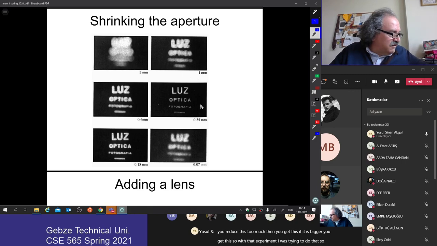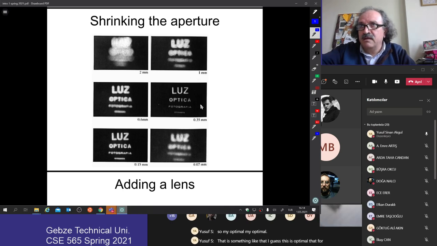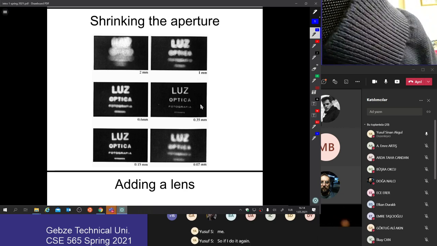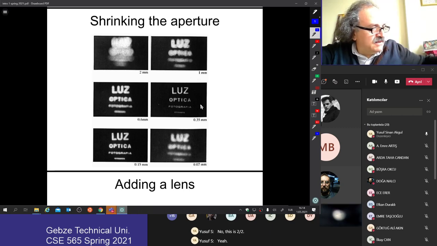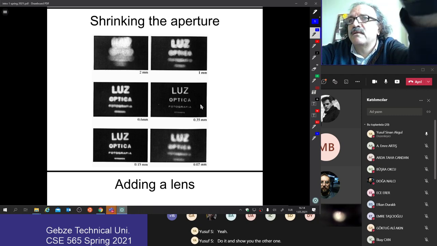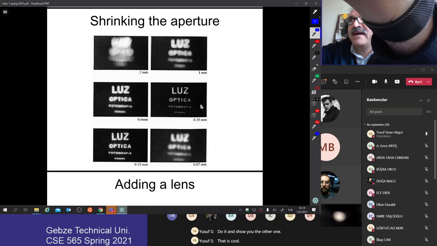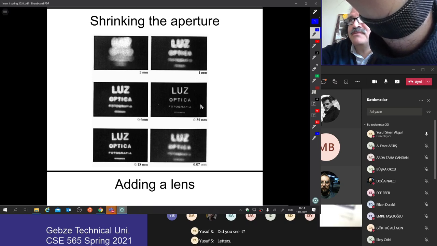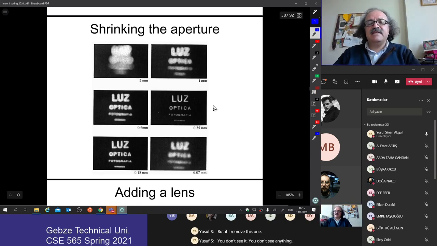So my optimal dot is something like that, I guess. This is the optimal dot for me. So if I do it again, no, this is too... yeah. Let me do it and show you the other one. Where did it go? See, it is like magnified. Did you see it? Letters. But if I remove this one, you don't see anything. Anyway, so this is how the aperture works.